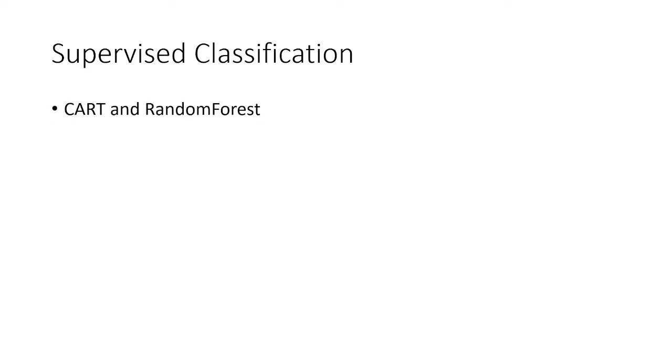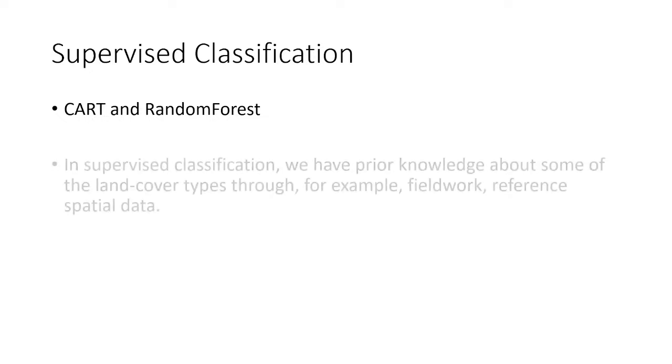This time we just talk about CART and random forest. CART and random forest are methods or algorithms for supervised classification. CART is classification and regression trees, and random forest is another algorithm. How we can easily use these two algorithms in our programming language and make the land use land cover classification map, I will also discuss this time.